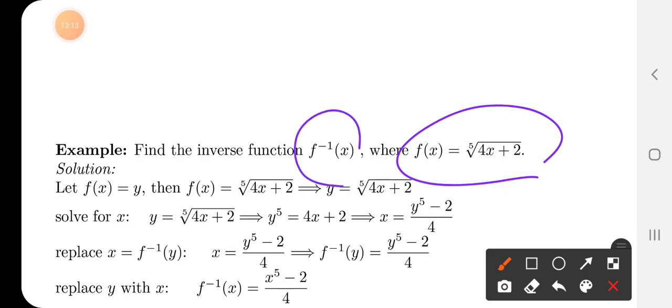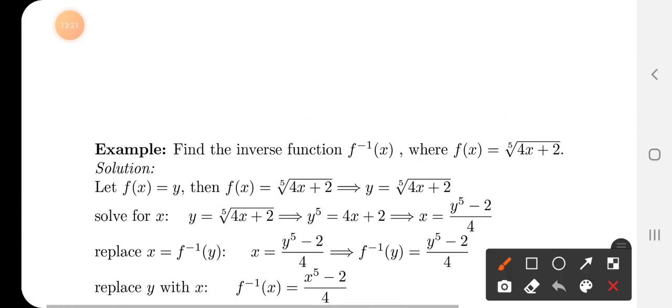So remember, what was the first step? First step is replace f of x with y. Okay, we will replace this f of x with y, so we will get this one. The next step was solve for x. You need to find the value of x in terms of y.